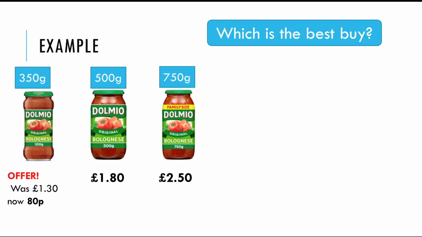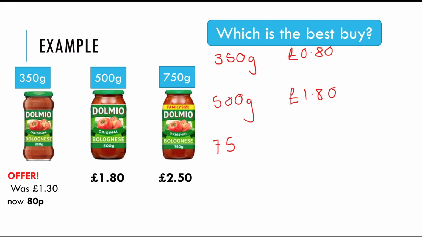Okay, in our next example, we've got 3 different sizes now. So we've got our 350 grams, which is on offer at 80 pence. We've got our 500 grams, which is £1.80. And we've got our 750 grams, which is £2.50.